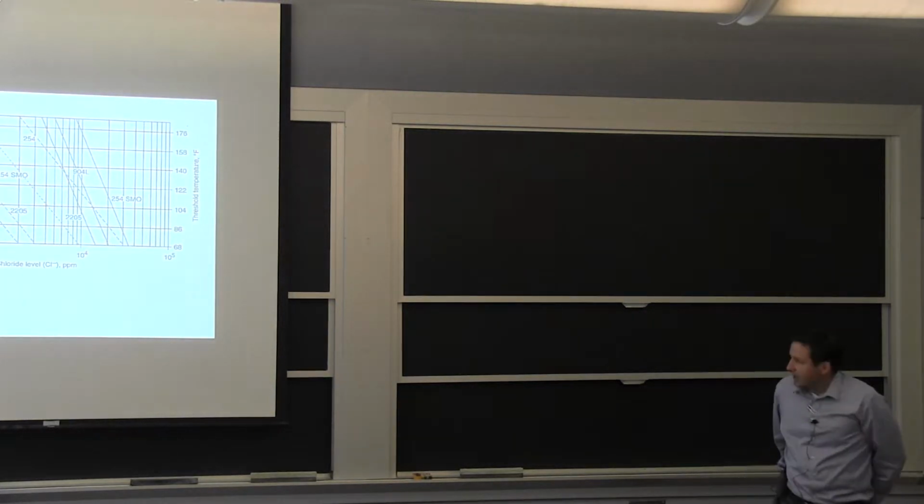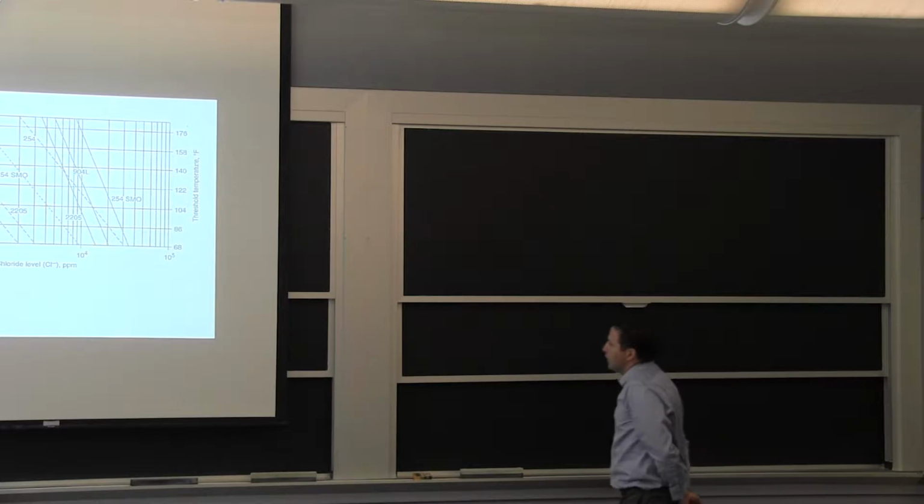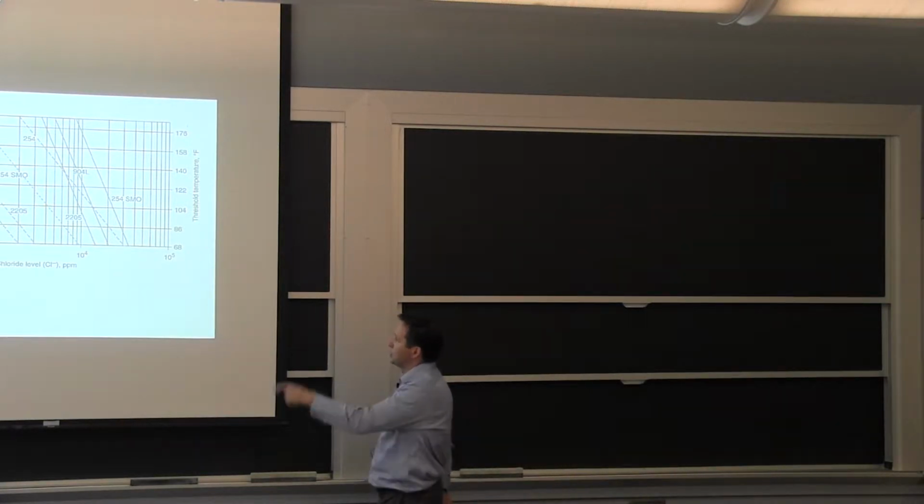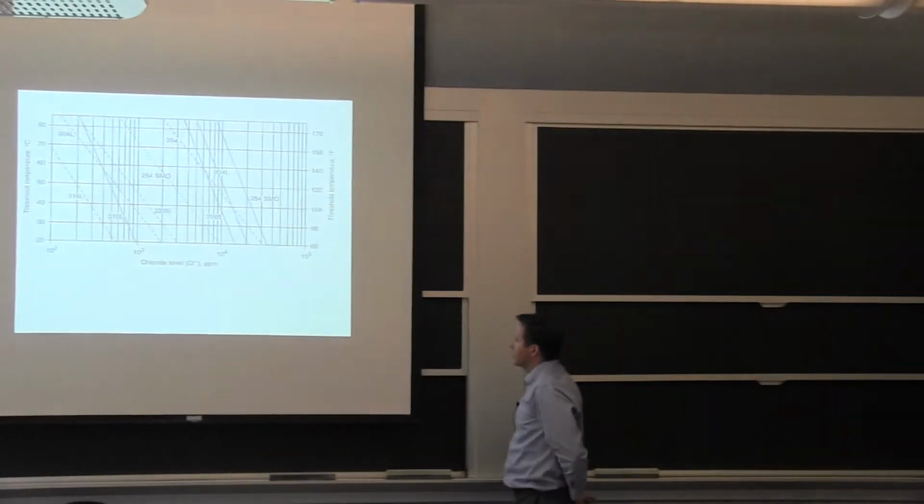This is another slide that I went through a little too quickly with the stainless steel. So you have the temperature on the vertical axis, and then you have the chloride level.